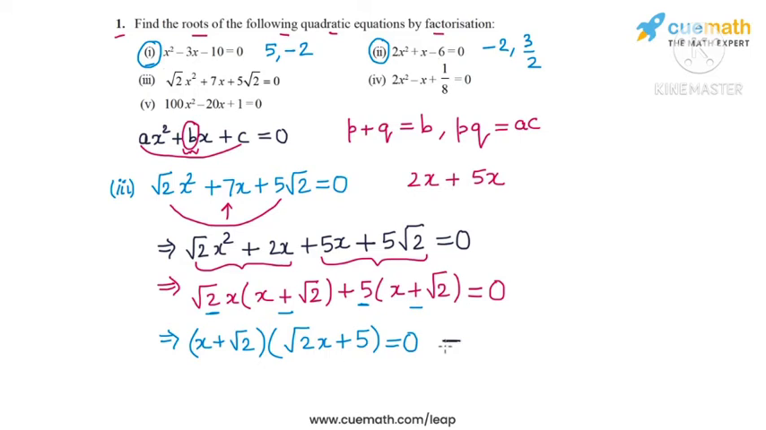The roots will be x equal to the 0 of this first expression, so that's minus root 2, and x equal to the 0 of this second expression, which is minus 5 by root 2. So these are the two roots of the quadratic equation in part 3.